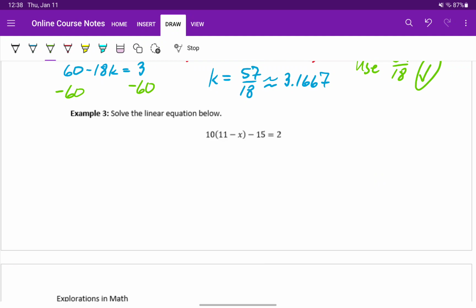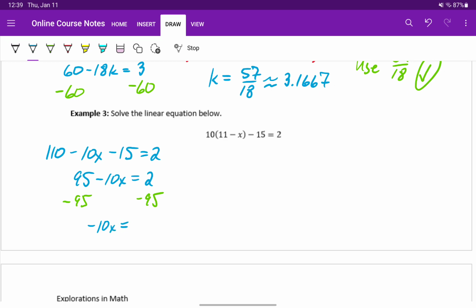Taking a look at one last example here of applying this general solving strategy, we'll distribute that 10 through to get 110 minus 10x minus 15 is equal to 2. Combining like terms on the left-hand side will give us 95 minus 10x is equal to 2. We'll subtract 95 from both sides to get -10x is equal to -93. And then again, we'll look at what that coefficient is. This tells us to multiply both sides by -1/10, which is going to give us x is equal to 93/10, since those two negatives will cancel out.